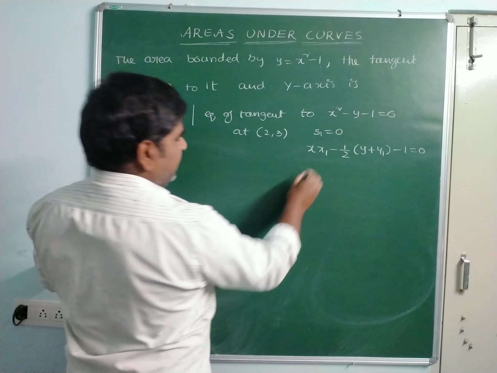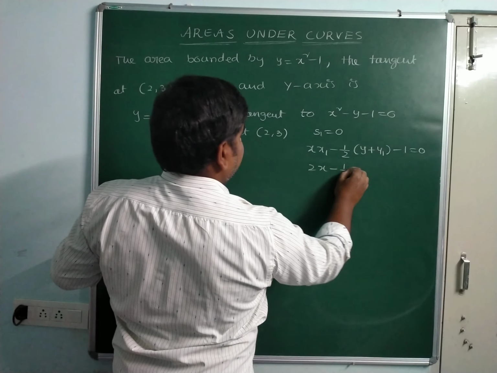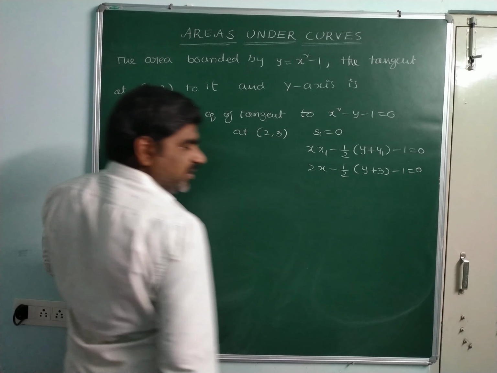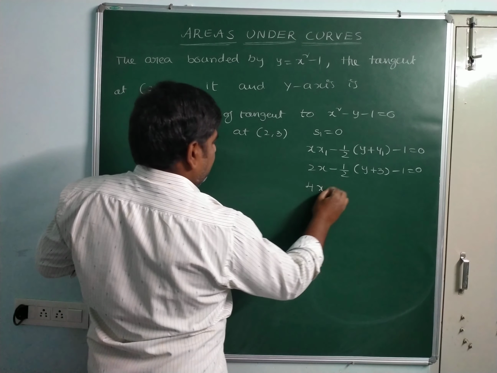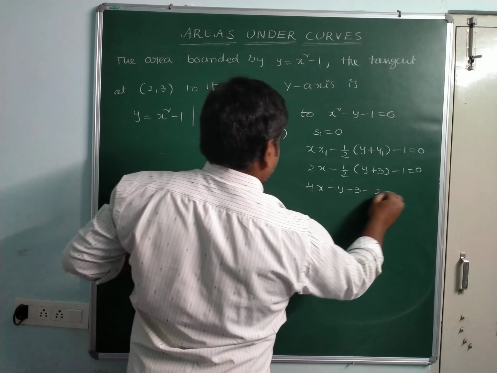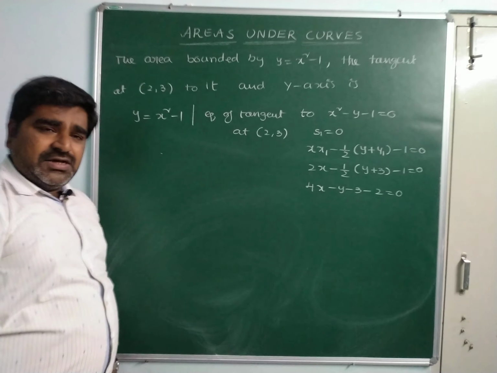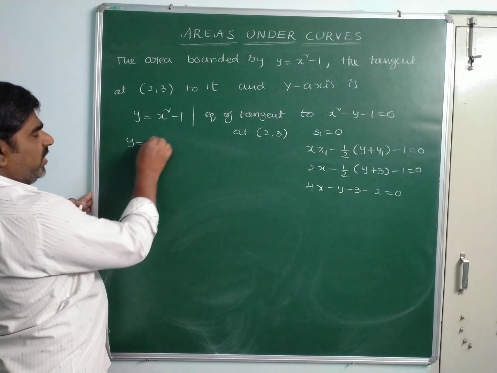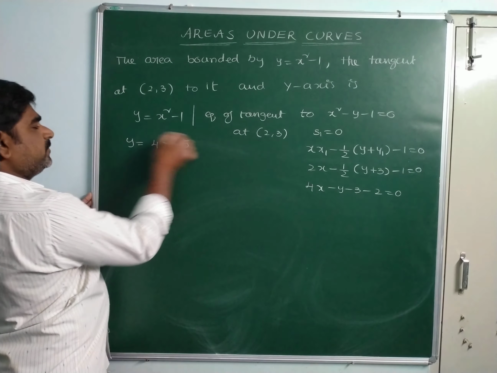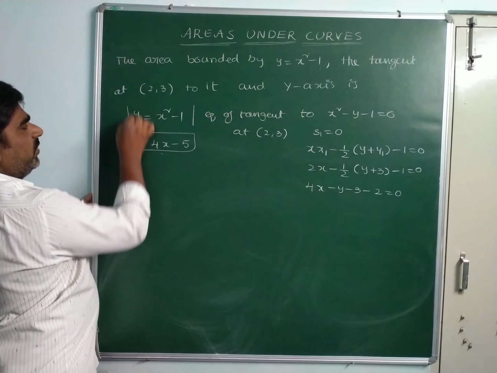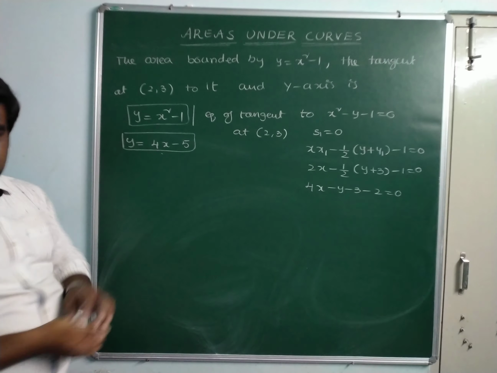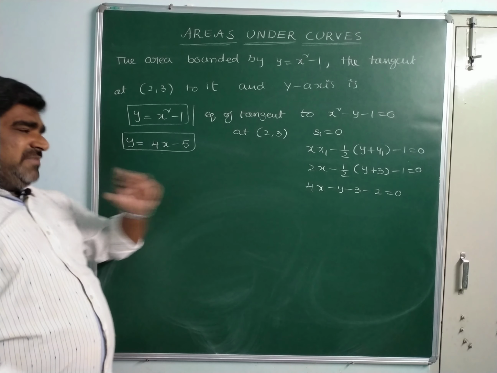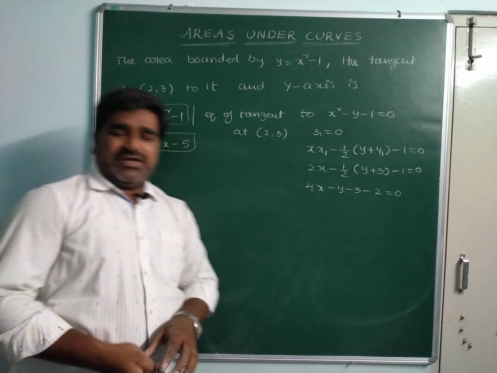Here x1 means 2, this is 2x. So minus 1 by 2 into y plus y1 means 3, minus 1 equals to 0. Just take the LCM: 4x minus y minus 3 minus 2 equals to 0. Right? So what is the line there? Y equal to 4x minus 5. This is the curve y equal to x square minus 1, and this is the tangent 4x minus 5. Take this minus 5 to this side.